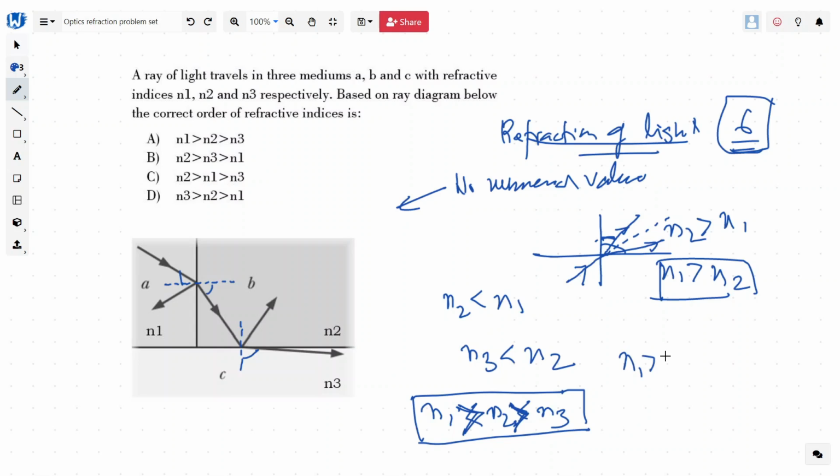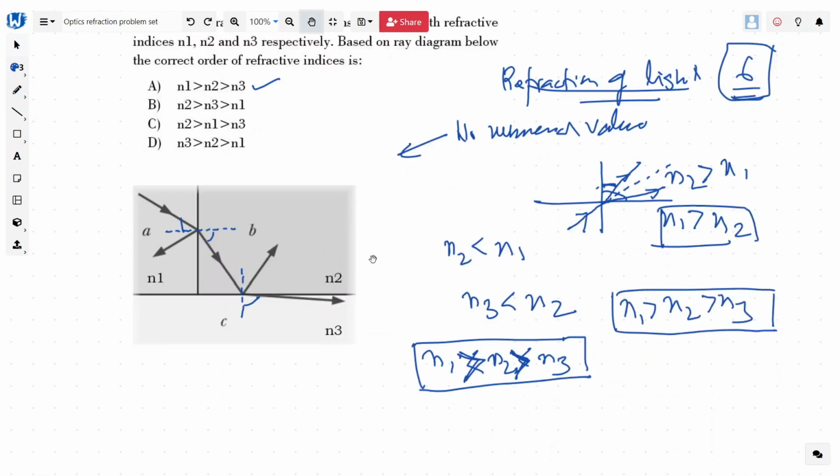So N1, N2, N3 should be our answer. Now let's move to the next problem.